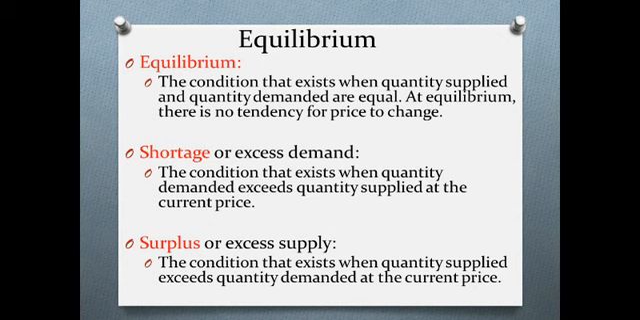Shortage is otherwise known as excess demand. It's the condition that exists when quantity demanded exceeds quantity supplied at the current price. Surplus, otherwise known as an excess supply, is the condition that exists when quantity supplied exceeds quantity demanded at the current price.